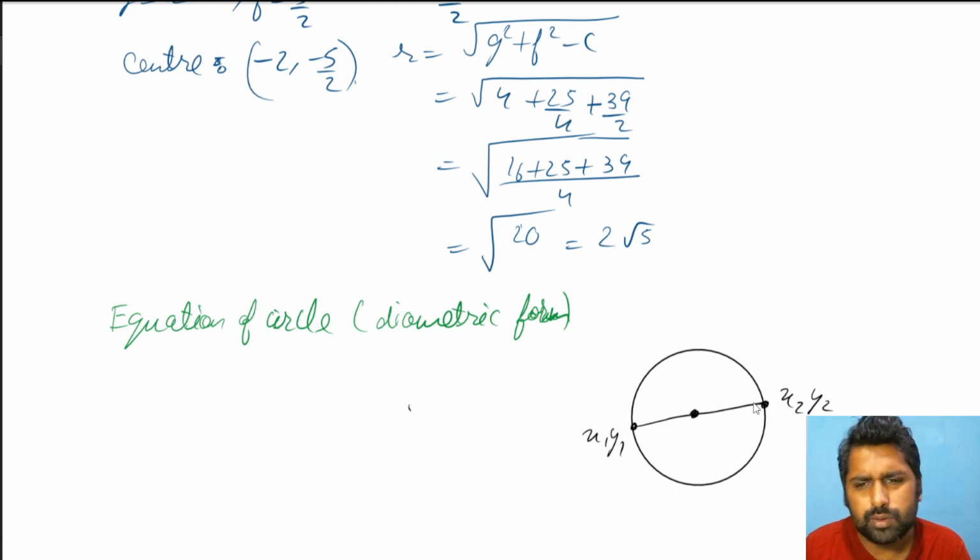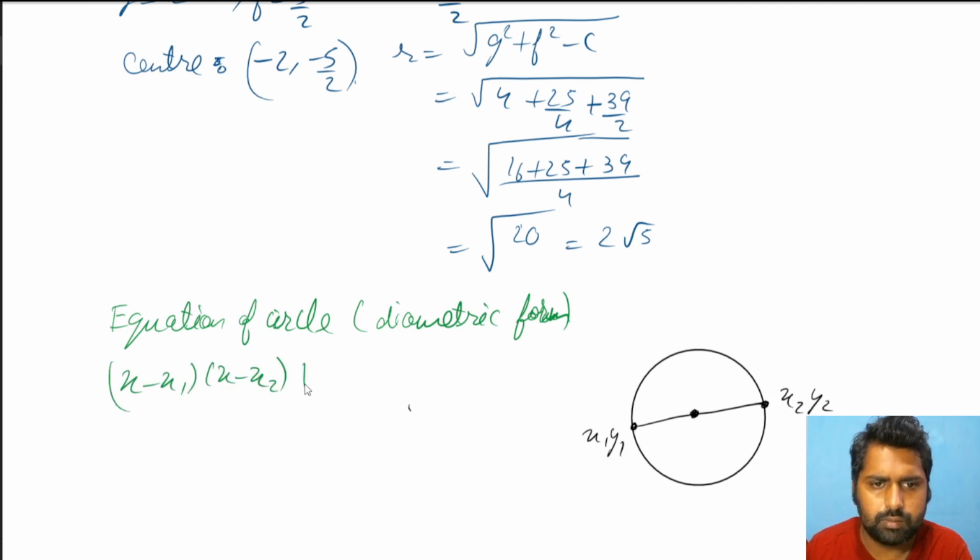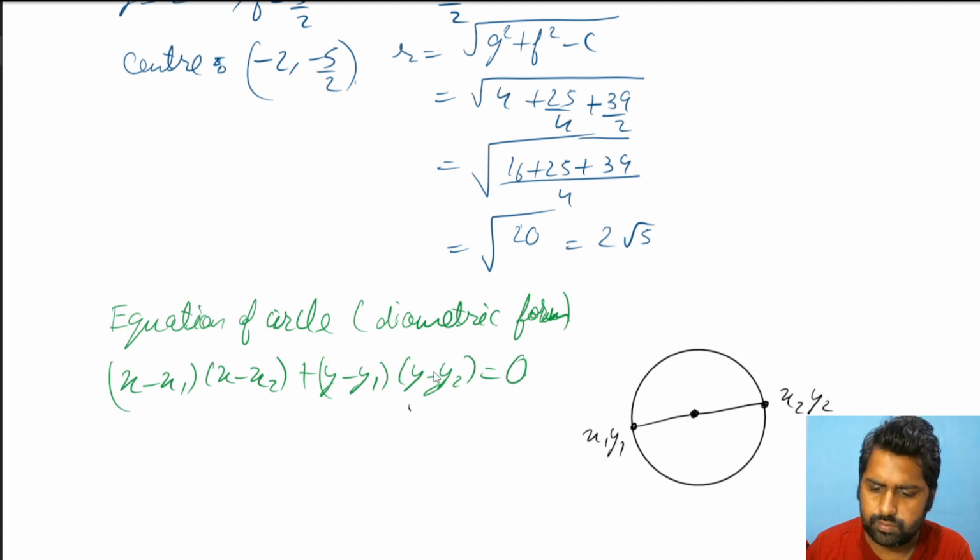Of course, what you can do is find the midpoint, so you'll get the center, then use the distance formula to calculate the radius, and then calculate the equation using the earlier form. But this one is much quicker. The format goes like this: x minus x1, x minus x2 plus y minus y1, y minus y2 is equal to 0. As simple as that. Let's see one example of it, how to use it.